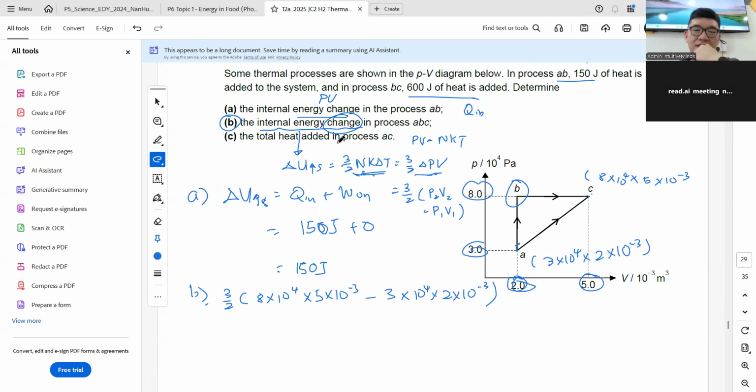The total heat added in process AC is over here. Now you should get your answer in B. So if you use this, then you should know the answer in B. Q in is what you need. And the next part is the W on. The W on is then this.